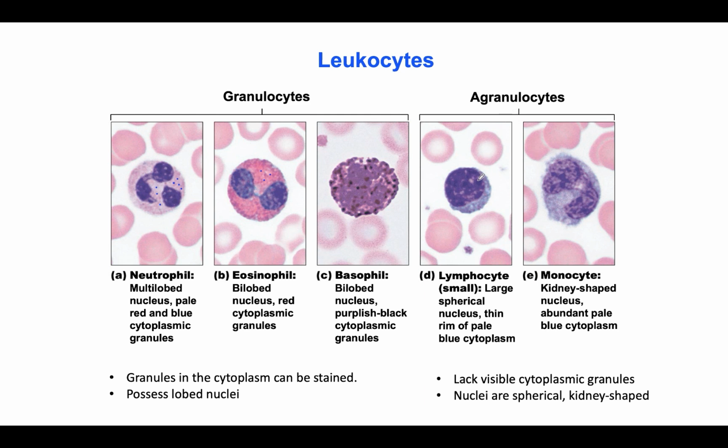Agranulocytes lack visible cytoplasmic granules. There is no granule in the cytoplasm. This image is not very clear, but when you observe under the microscope, you can practically understand. You had better practice yourself and get used to it, so that when you look at just this image, you know the name of this leukocyte. Okay, let's look at each leukocyte one by one.